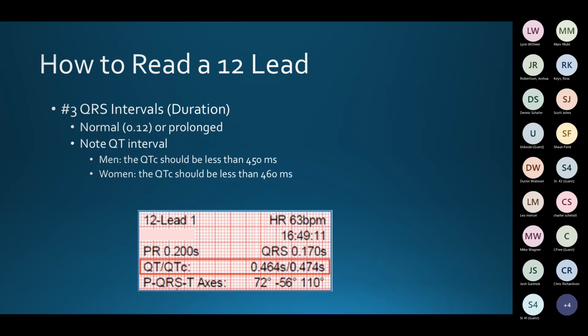Now, in extreme rate, the QTc may read a little short, but that shouldn't be the problem. So it'll tell you that. And you notice it also tells you the QRS axis. So this one is a minus 56. So he's going to be a left axis.